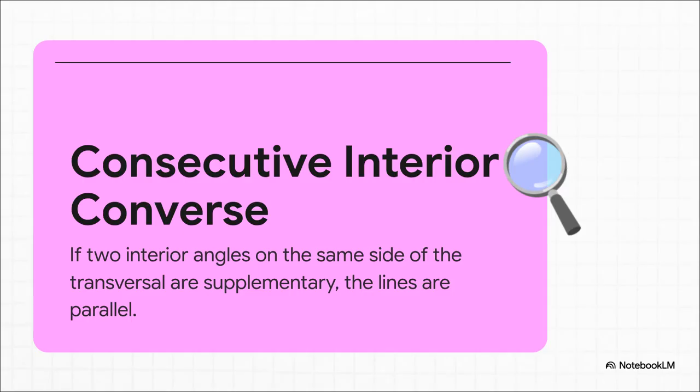So this first one is for interior angles that are on the same side of the transversal. And the key here is we're not looking for them to be equal anymore. We're looking for them to be supplementary. If you can show their measures add up to a perfect 180 degrees, then you've proven the lines are parallel.